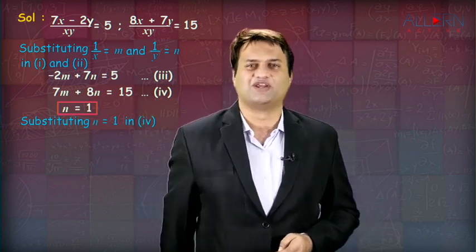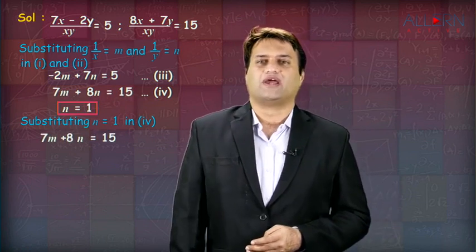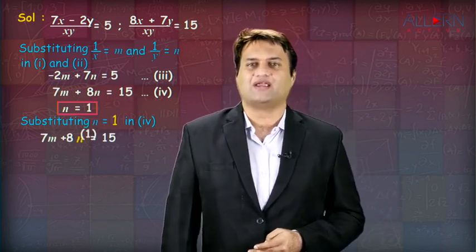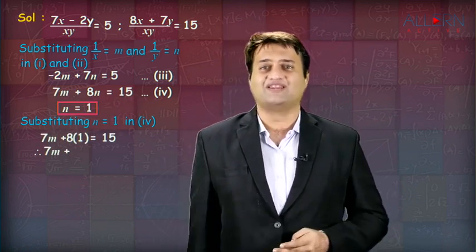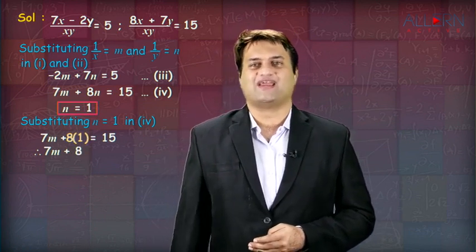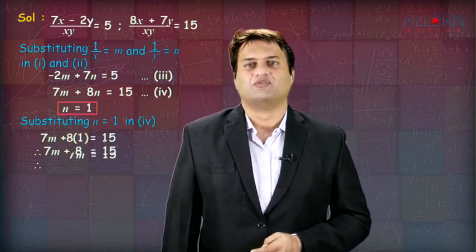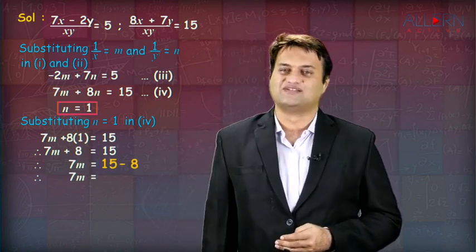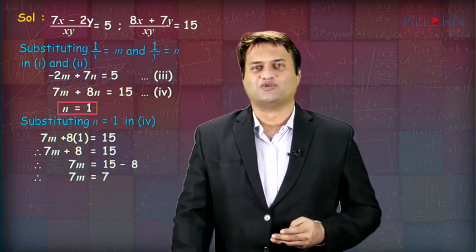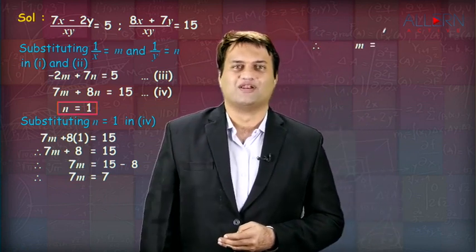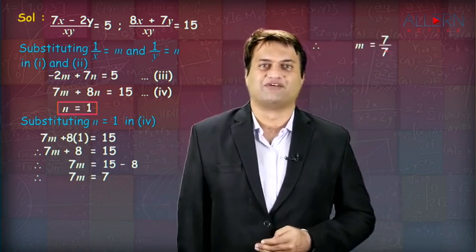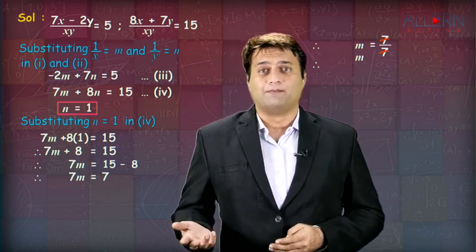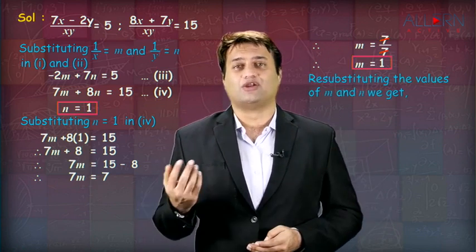Let us substitute in equation number 4. We get 7m plus 8 into 1 is equal to 15. We get 7m plus 8 is equal to 15. We get 7m is equal to 15 minus 8. We get 7m is equal to 7. So, m is equal to 7 upon 7, that is 1. You got the value of m as 1. You got the value of n as 1.